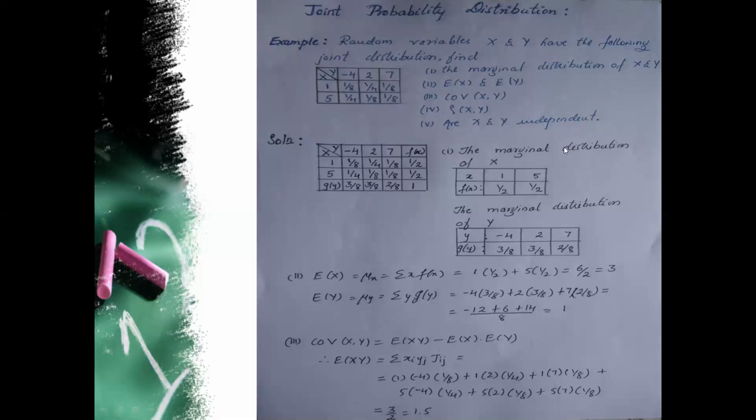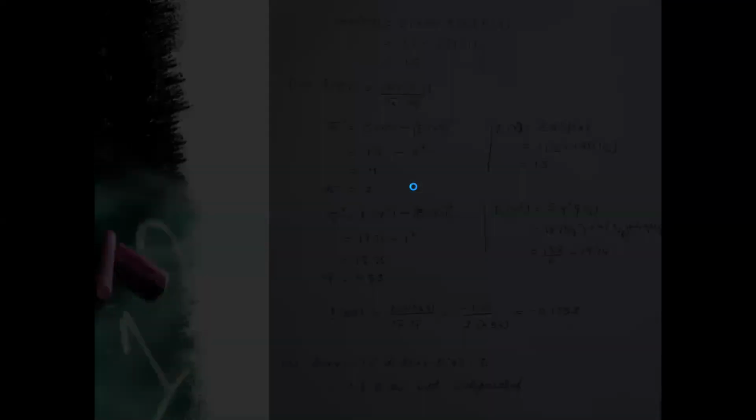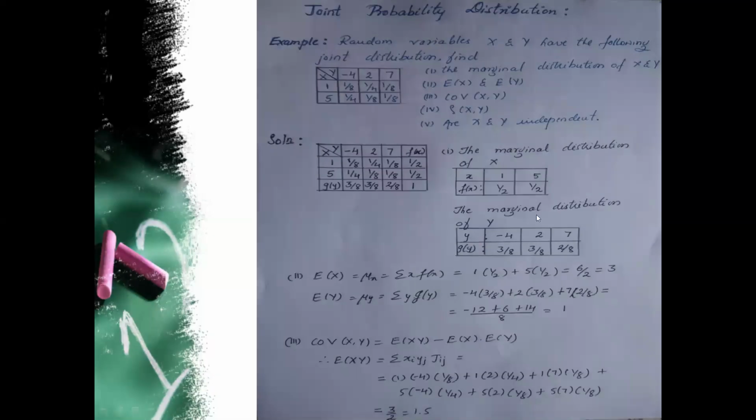Hence write the marginal distribution of x: values 1 and 5, and in front, f of x. Probability that x is equal to 1 is 1 by 2, probability that x is equal to 5 is also 1 by 2. And note one more thing, this sum should be 1 and this row sum should also be equal to 1. Now the marginal distribution of y is the y values and the corresponding values of g of y. Write it, it represents the marginal distribution of y.